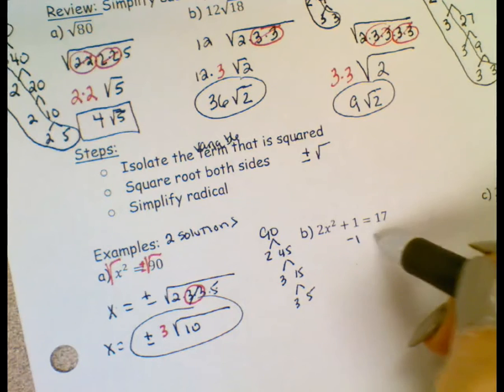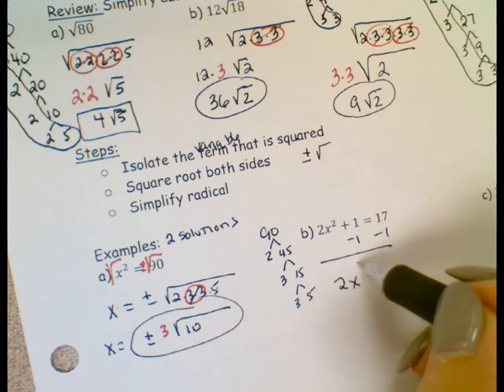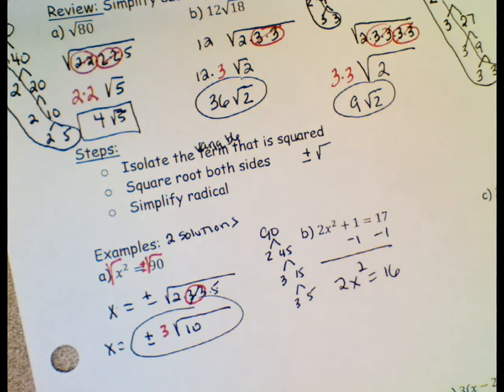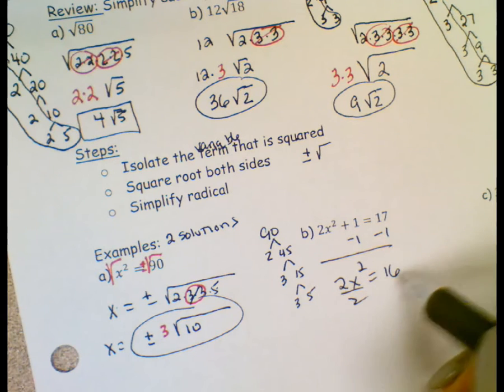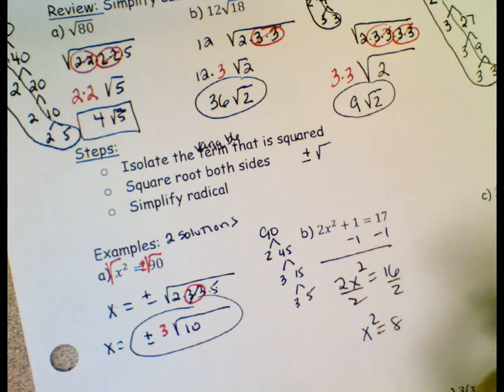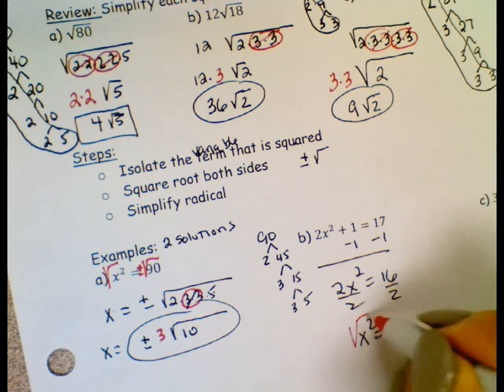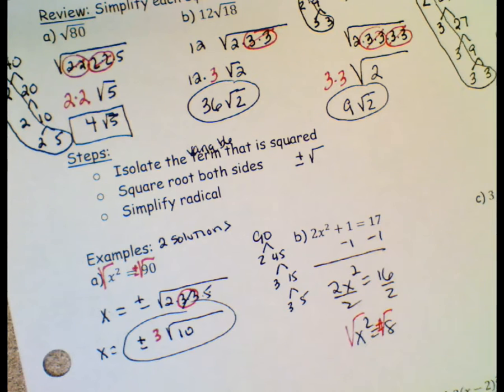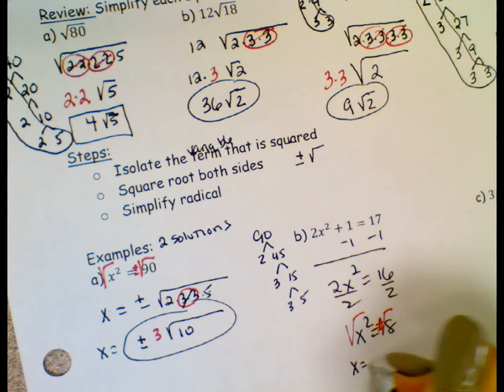Solving for x, subtract 1. 2x squared equals 16. Divide by 2. X squared equals 8. Now you're going to square root both sides. Throw in a plus minus. So the square root of x squared is x.